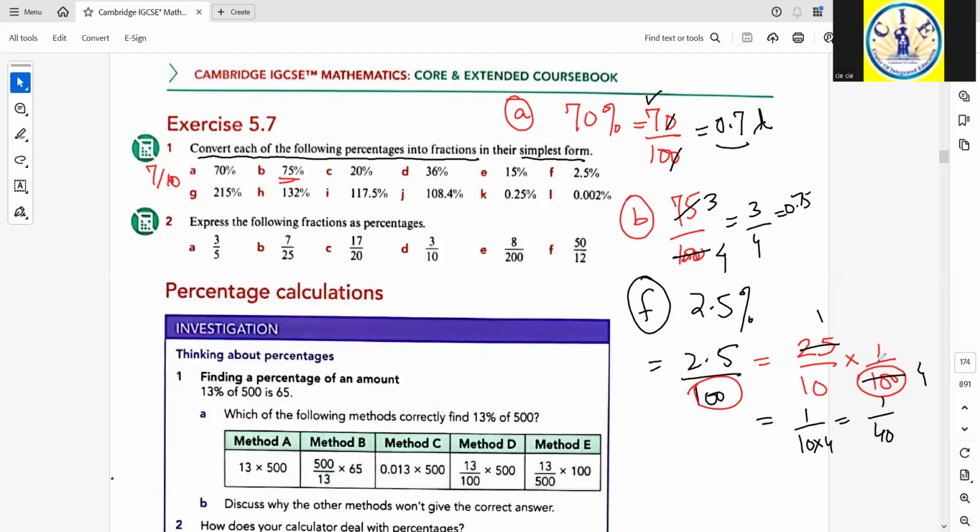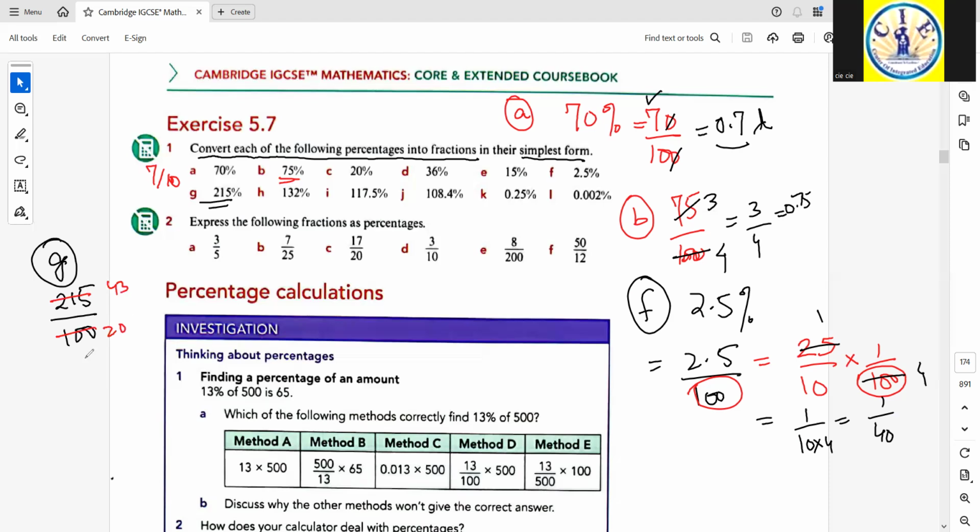Now we are having percentages which are greater than 100. So part G, this one is 215 out of 100. So we can simplify them just on the table of 5. 5 twenties are 100 and 5 fours are 20, and 5 forty-threes are 215. So 43 by 20.